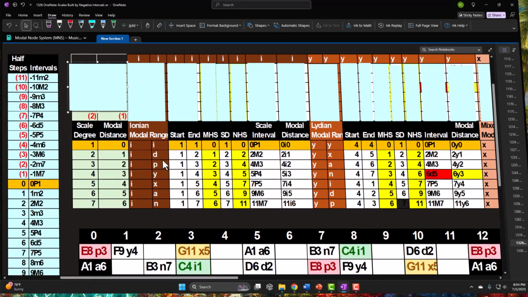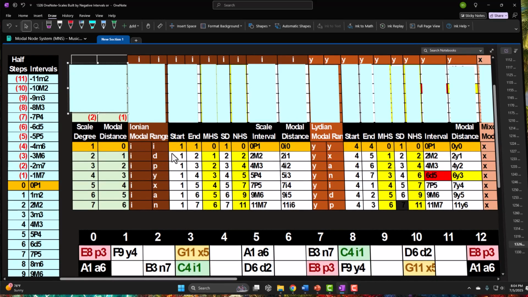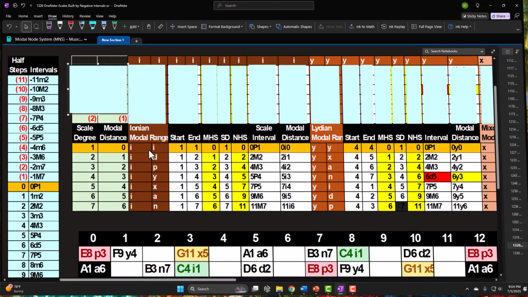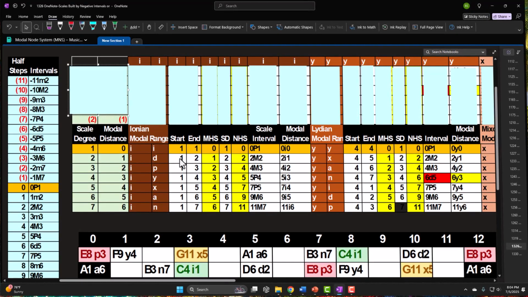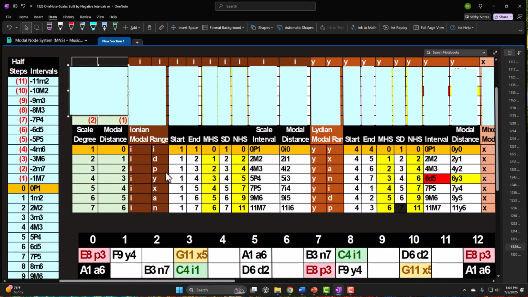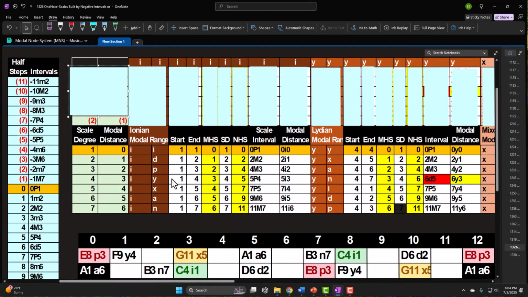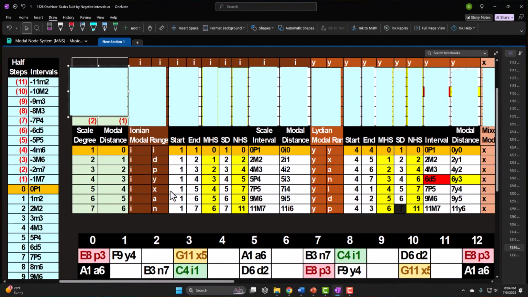So if I was going down or to the right or clockwise around the Ionian, it would be an II, an ID, which would be a 1-2 modal range, an IP modal range, a 1-3 modal range, an IY modal range, 1-4 modal range, an IX modal range, to the Mixolydian 1-5 modal range, an IA modal range, and an IN modal range. These would be the distances to get from the Ionian mode to all of the other continents, not including the oceans. So we're not landing in the oceans at all, and these are the modal distances to get us there. So now let's say, okay, well, what would happen?